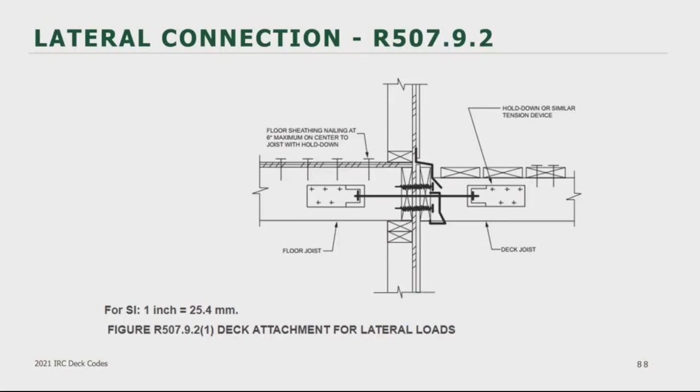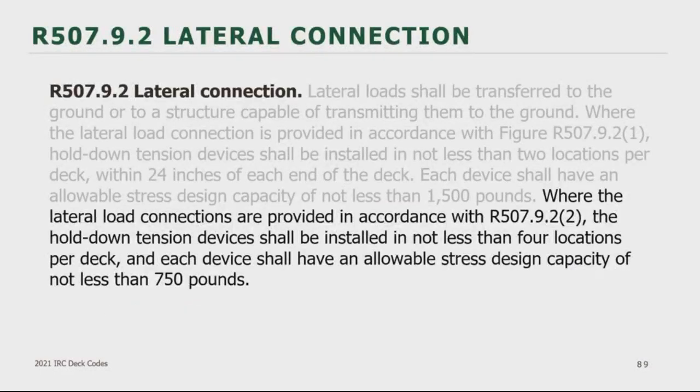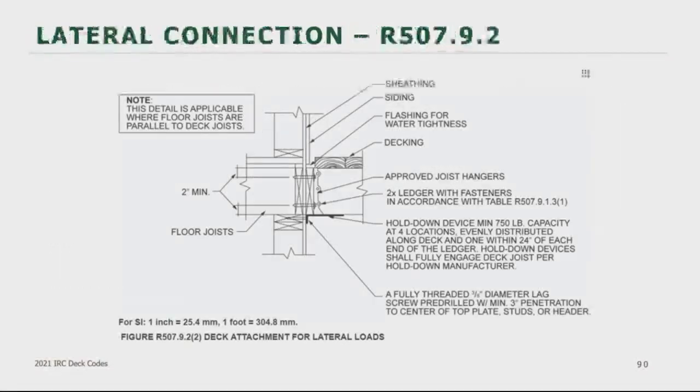The second option is to install at least 4 750-pound tension devices. You may notice that both options will support a minimum of 3,000 pounds of lateral force on a deck, but again, that's only on lateral loads acting perpendicular to the house wall. And here is option 2 for a lateral connection, as shown in figure R507.9.2 parent 2 in the code.